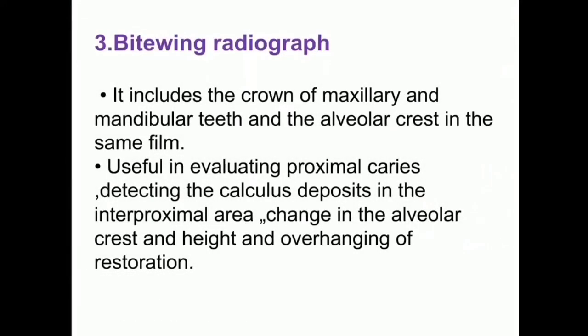Bite-wing radiograph is the third. Bite-wing radiograph includes the crown of maxillary and mandibular teeth and the alveolar crest on the same film, which means all of these elements will show in the one film. Useful in evaluating the proximal caries, detecting the calculus deposit in the interproximal area, change in the alveolar crest height, and overhanging of restoration.